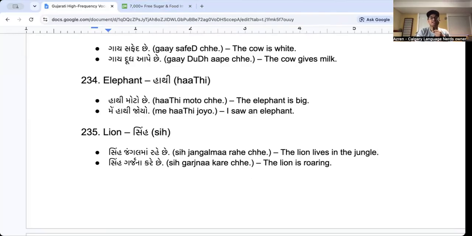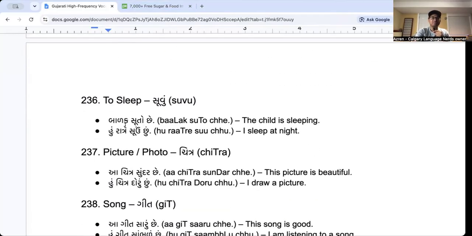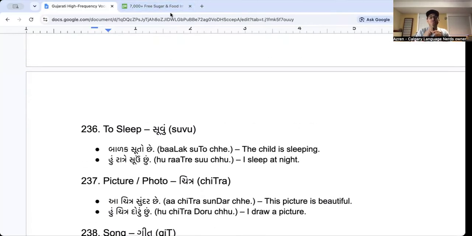Si garajna kare che. The lion is roaring. All right, next one here. Sleep, we have suvu. There's also ungvu as well. Ungvu or suvu, they're both fine.